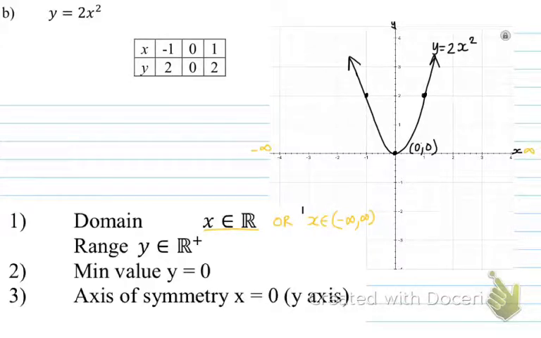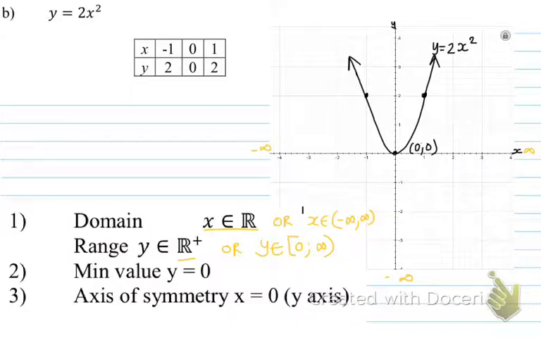Okay, then the range. At -infinity, I don't have any graph, but it starts at 0 and it goes up to infinity. So it's all the positive real numbers, or I can write down the y values that are included: from 0 to infinity. Okay, so domain, walk on the x-axis. Range, walk on the y-axis. Easy as that.